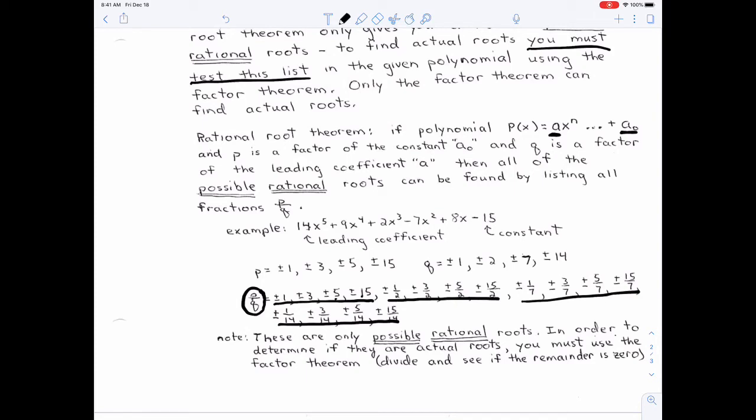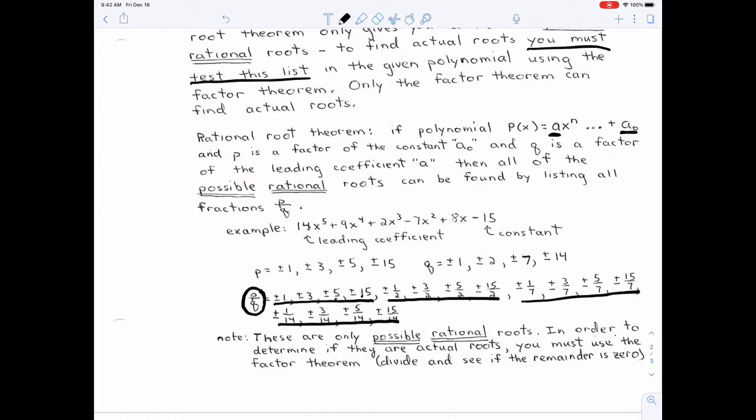The only way I can know if any of these actually work is by dividing and getting a remainder of 0. Okay? Well, how many numbers is this? Count them up. I'm going to give you a second to count them, and if you need to pause the video to count them up longer, that's fine. But I'm going to tell you, there are 32 numbers here because there are 16 positives and 16 negatives. Okay? And what I'm saying is this. If there's a rational root, it's going to be one of those 32 numbers.